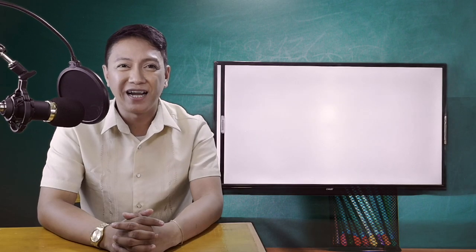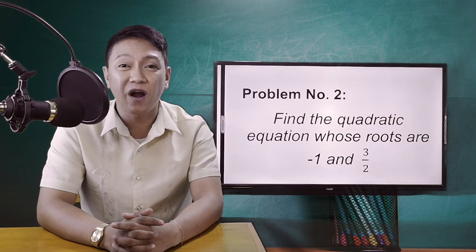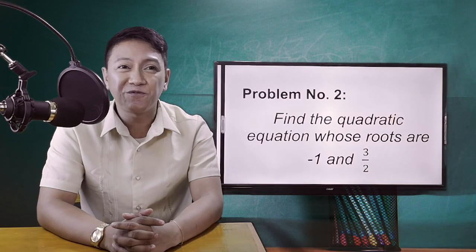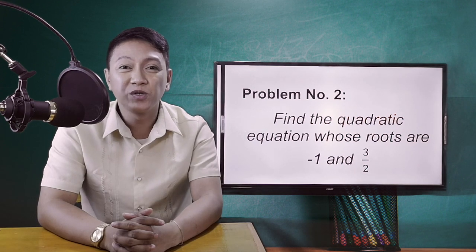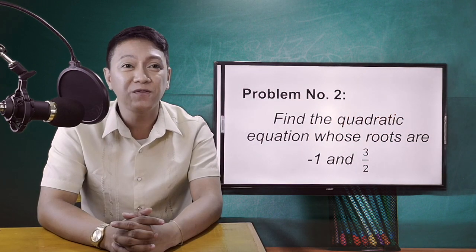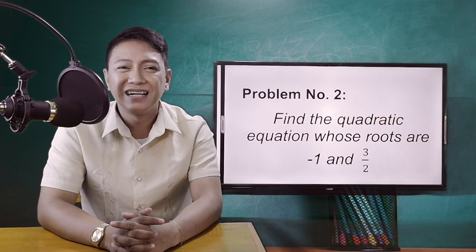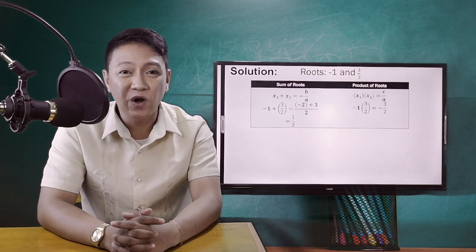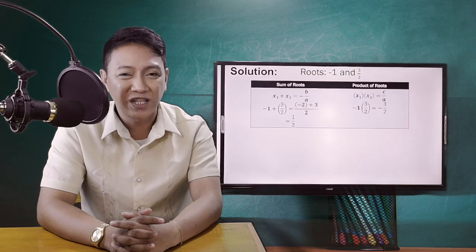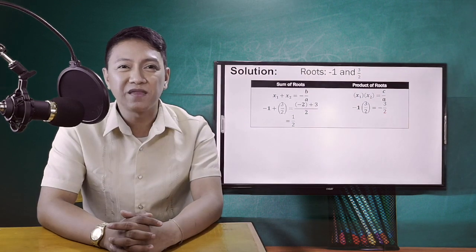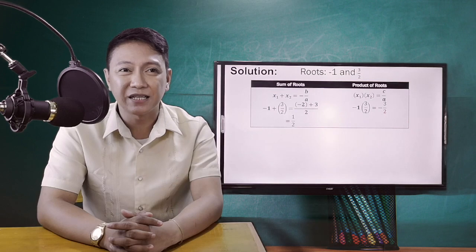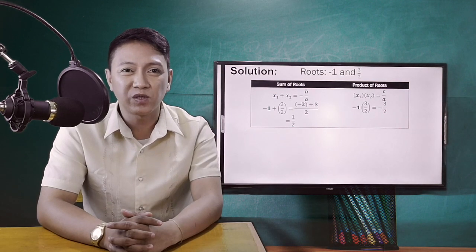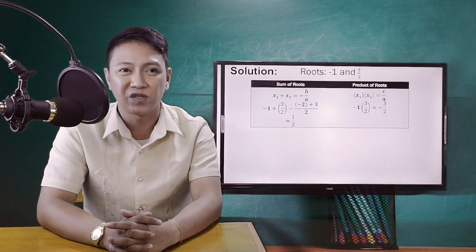Let's try another one, where there is a root which is a fraction. The problem is to find the quadratic equation whose roots are negative 1 and 3/2. Okay, let's follow the same process. That is, to get first the sum and the product of the roots. So, what do we have? Substituting the values for x sub 1 and x sub 2, the sum of the roots is 1/2, while the product of the roots is negative 3/2.